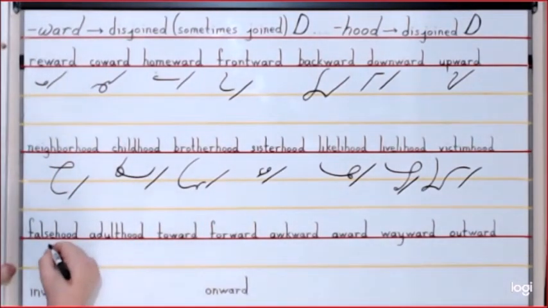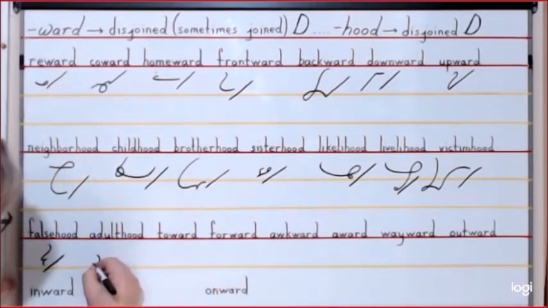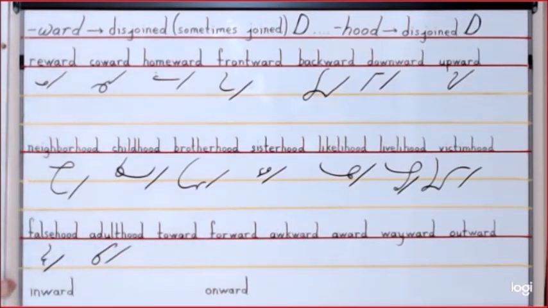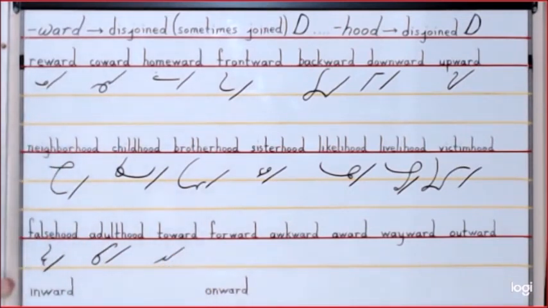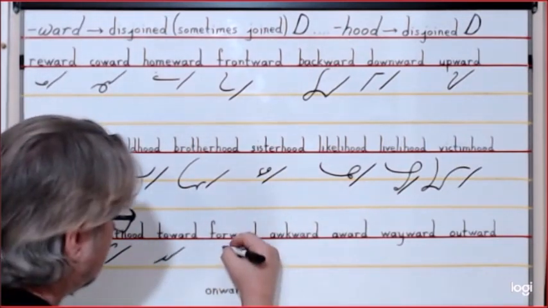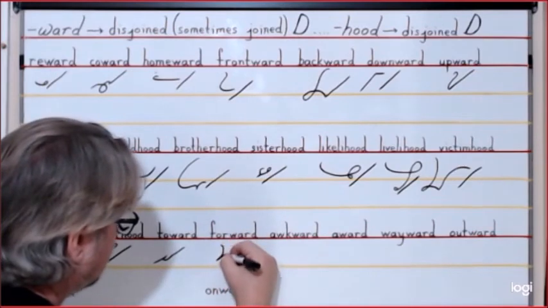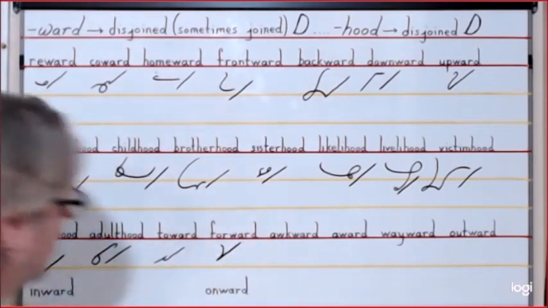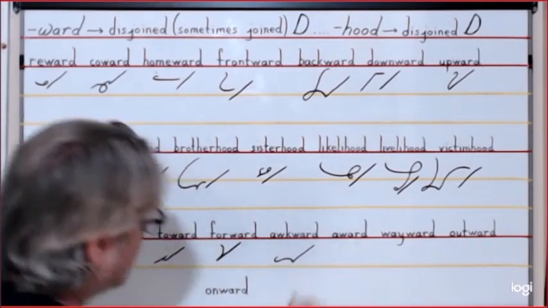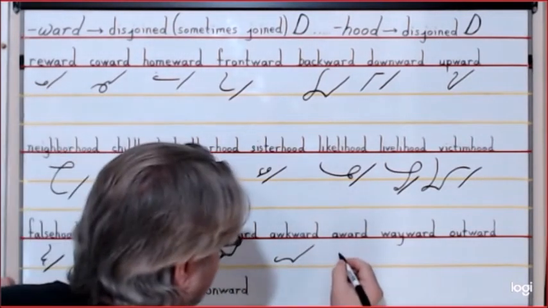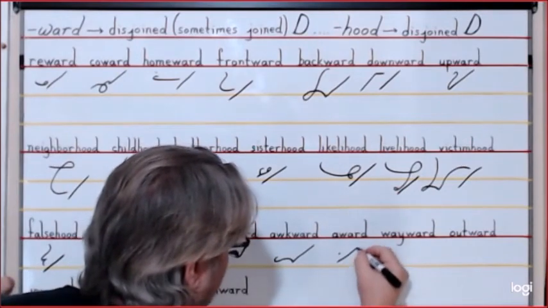Falsehood is an F-O-S, disjoined D. Adulthood is A-D-U, disjoined D. Toward is T-O-D, joined. Forward is F, joined D. Awkward is O-K, rejoined D. Award is a dot for that A in the beginning, and then a disjoined D.